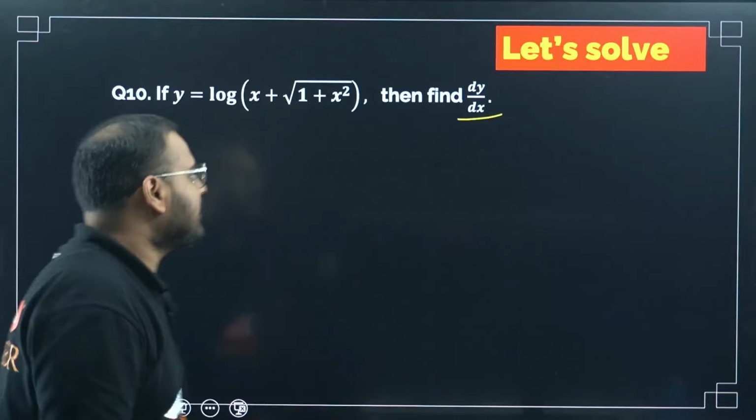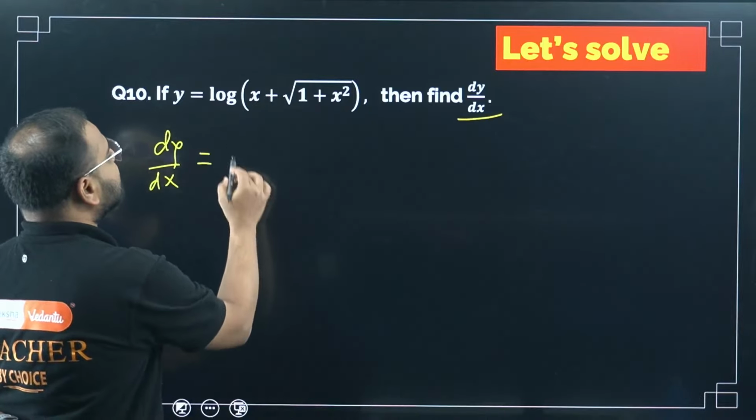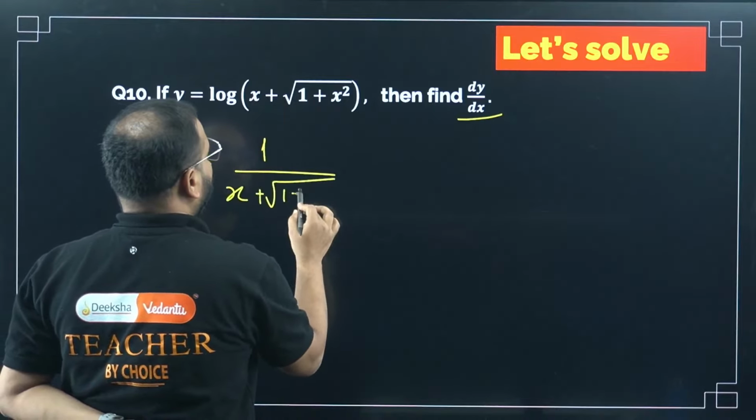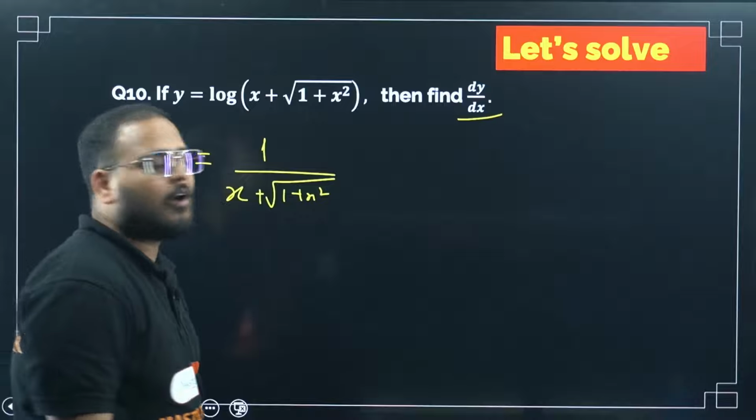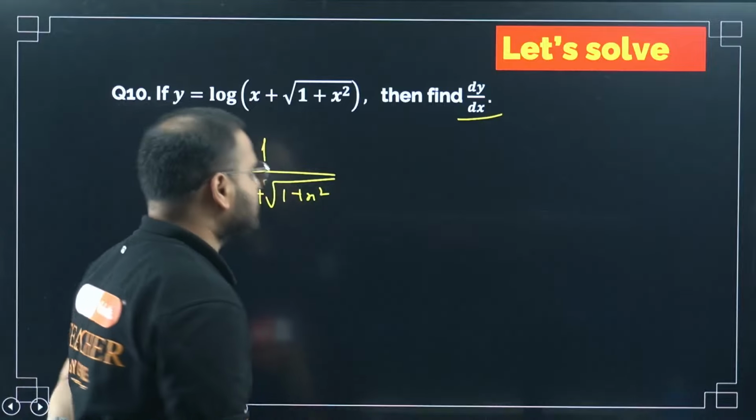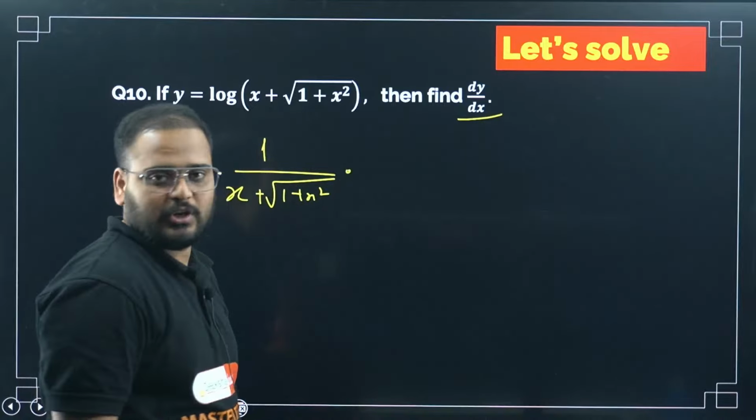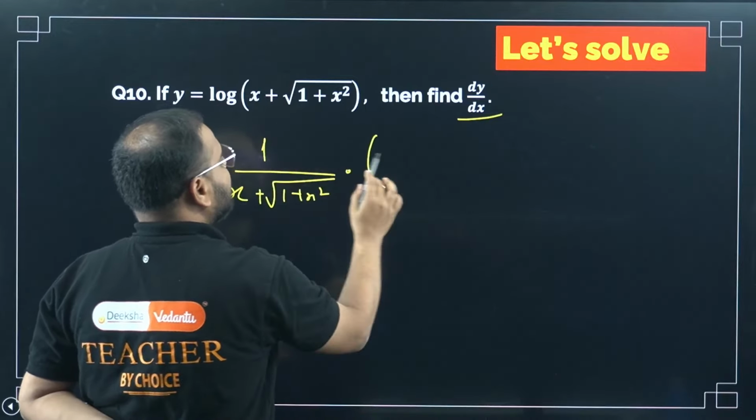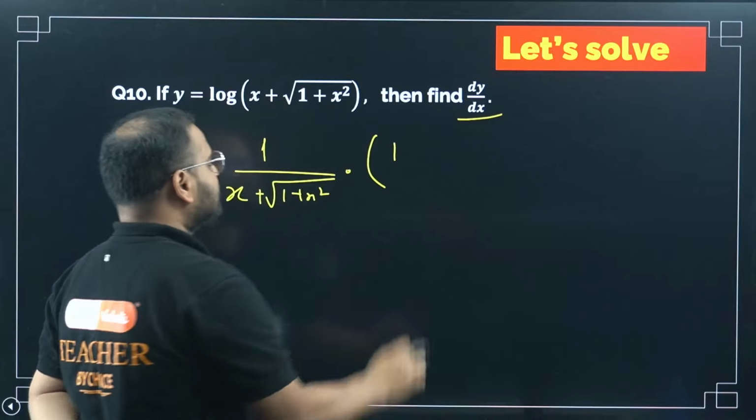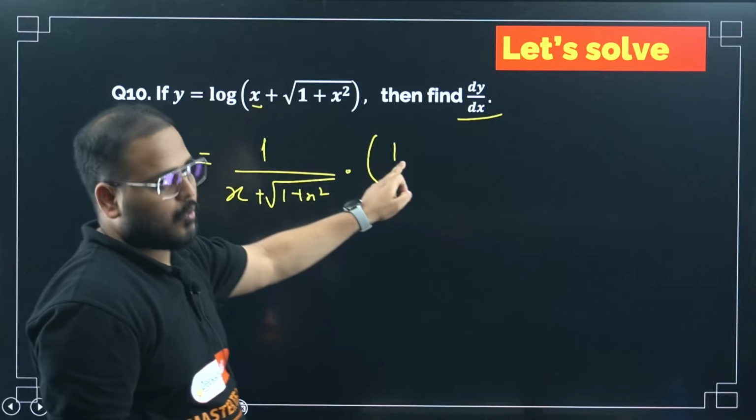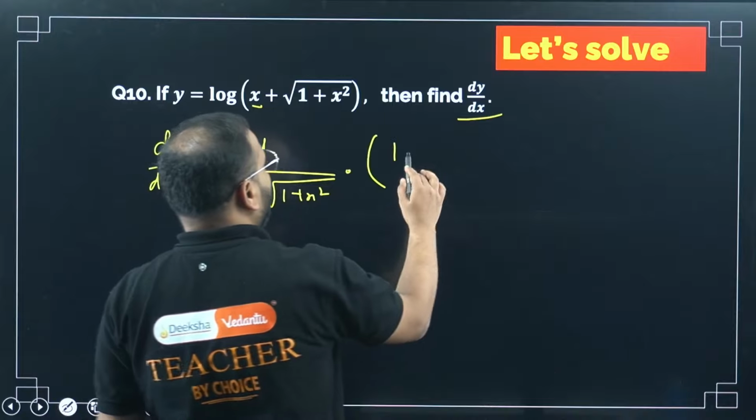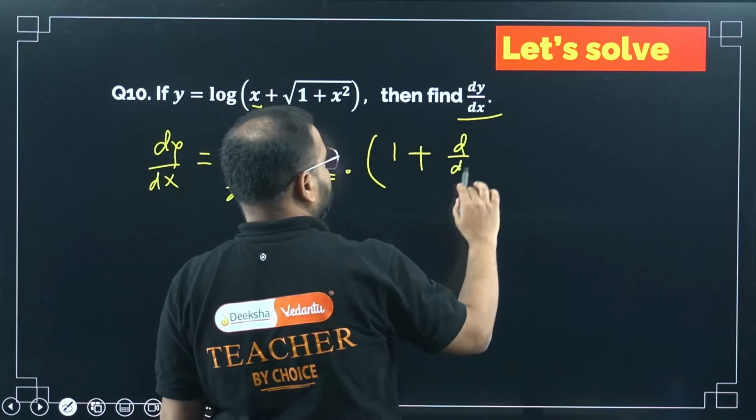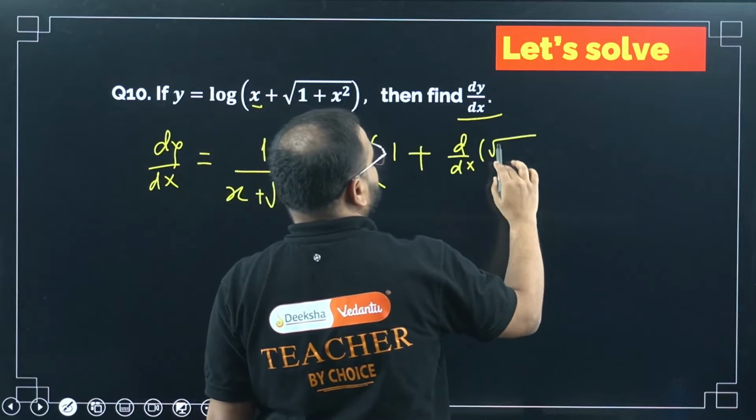So I can write this simply as 1 upon x plus root of 1 plus x square, into the derivative of root of 1 plus x square. Is this over? No, chain rule will be applied. How will I do that, sir? Differentiate this bracket. Since that is a plus sign, I can differentiate individually. So differentiation of x is how much? 1. I hope all of you know that. And differentiation of this will be written like this. I'll do it in the next step.